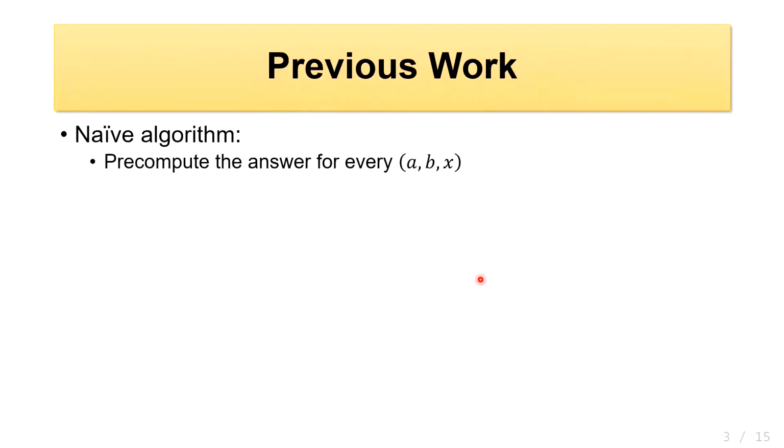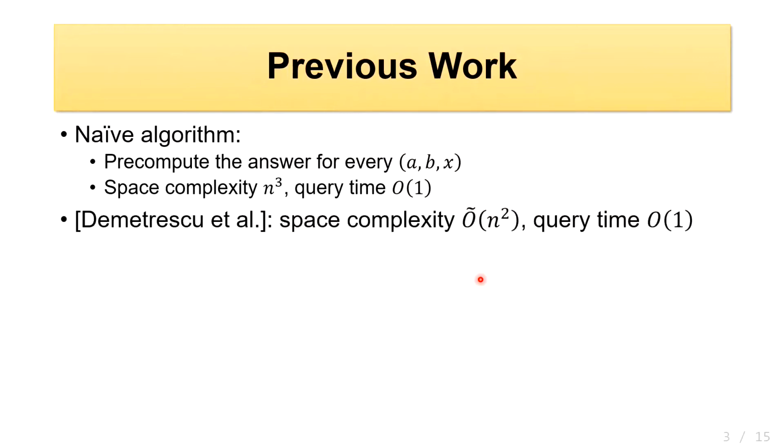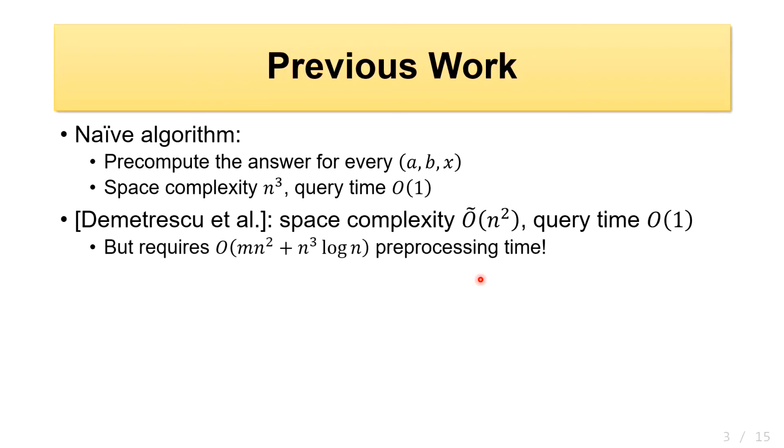The DSO problem was studied heavily in previous work. The naive algorithm is to pre-compute the answer for every possible query. The space complexity is n cubed, and query time is constant. Demetrescu et al. showed that the space complexity can be reduced to n squared while maintaining the constant query time. Unfortunately, their DSO requires roughly mn squared time to preprocess. This time bound is too large even for moderately sized graphs.